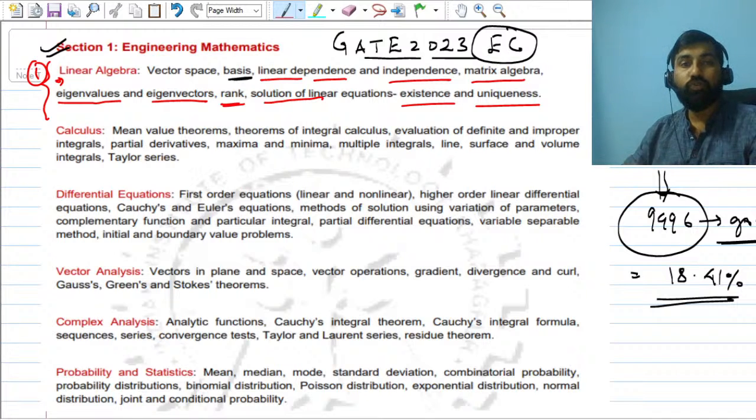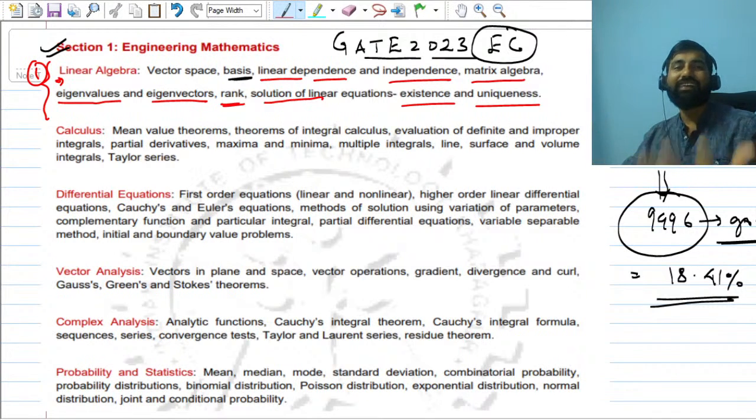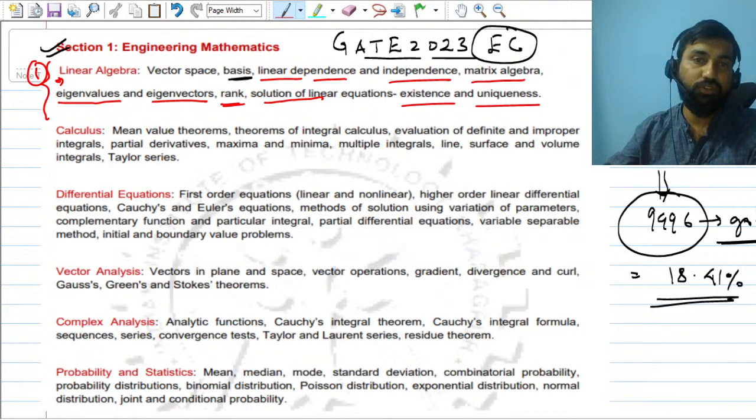You must also know what a vector space is, what a basis is, what dimension is, what a null space is, what a row vector is, and what a column vector is, right? All these things you need to understand.